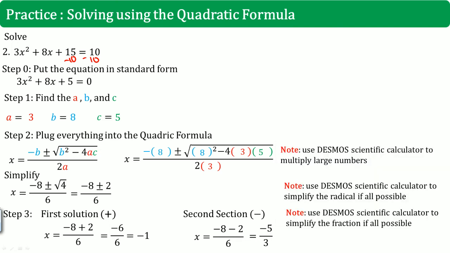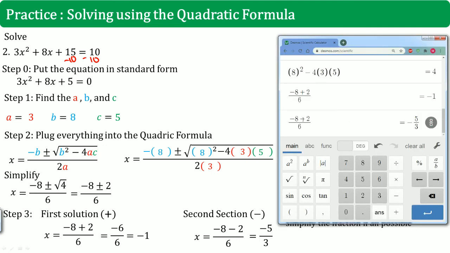All right. So there you go. Make sure you are using these notes. It tells you to use decimals, the scientific calculator, to simplify the fraction if at all possible. Right. And we saw that decimals allowed us to figure out the calculations without mixing us up. All right. So there you go. This is everything that you need to understand to solve using the quadratic formula.